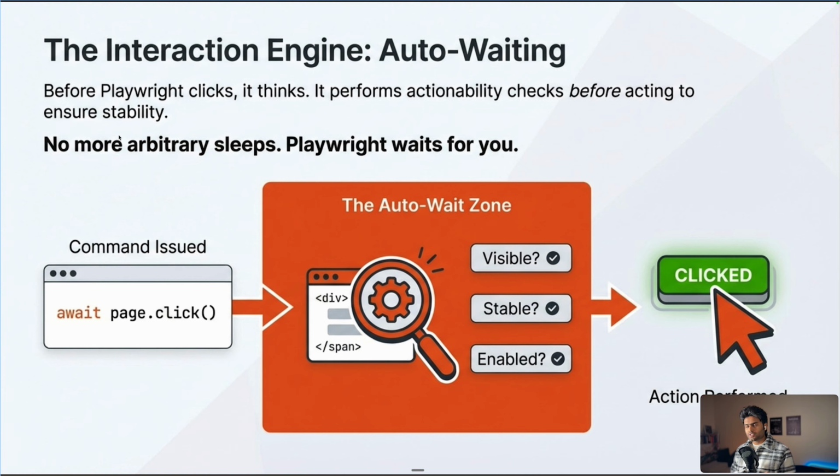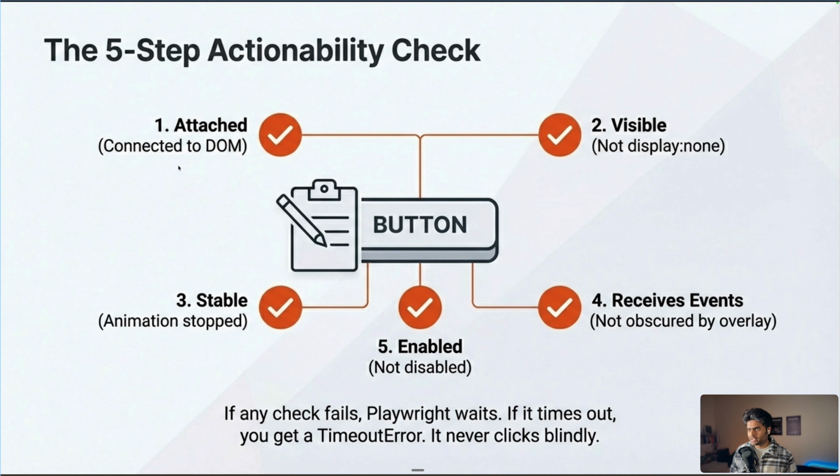Firstly, the interaction engine by default has auto waiting. Playwright has auto waiting, as we discussed in the previous video as well. What it does is, let's say you want to click on a button or click on an object, anything on a website, it has a default auto wait zone where it checks whether it's visible or not, whether it's stable or not, and whether it's enabled or not, and only then it will click. So you don't need to do an arbitrary sleep on your own. If I have to explain a little bit deeper, it is called a 5-step actionability check.